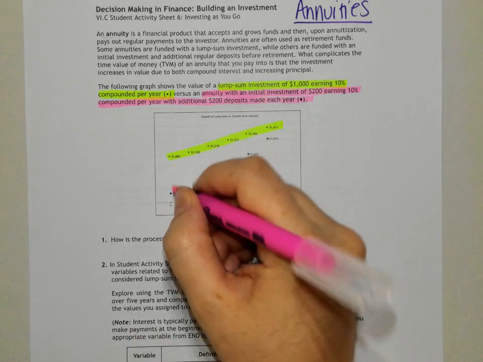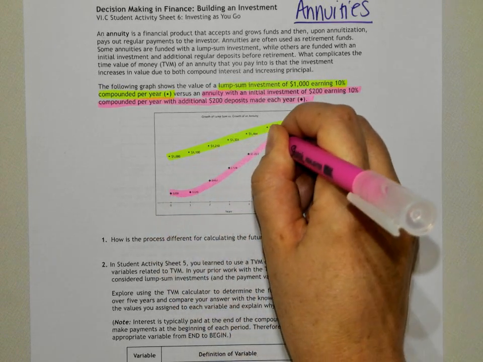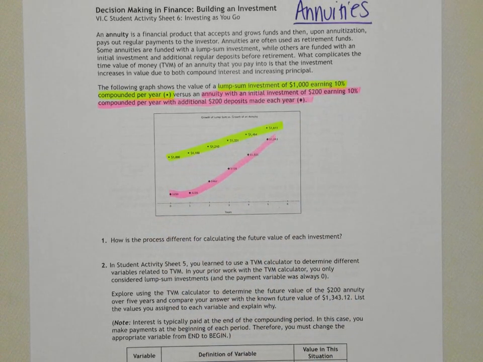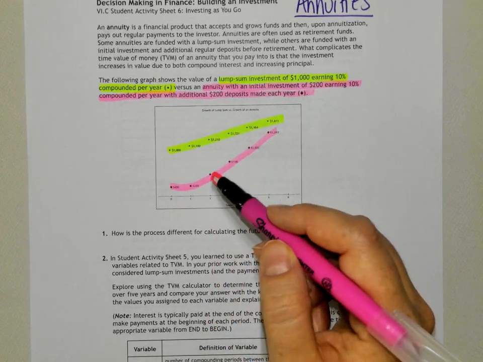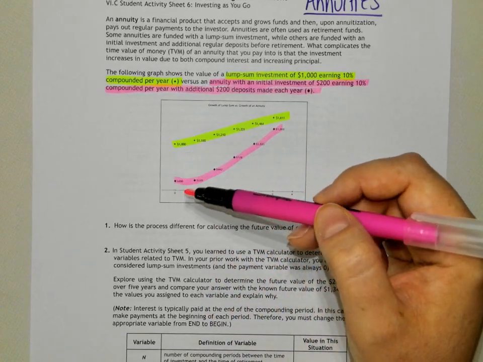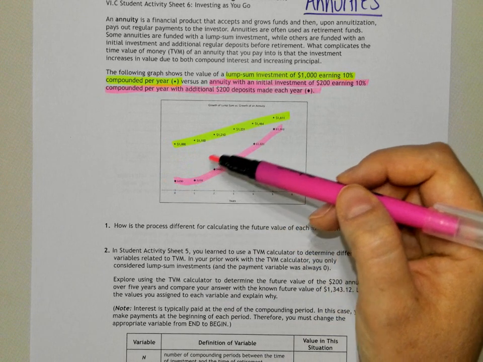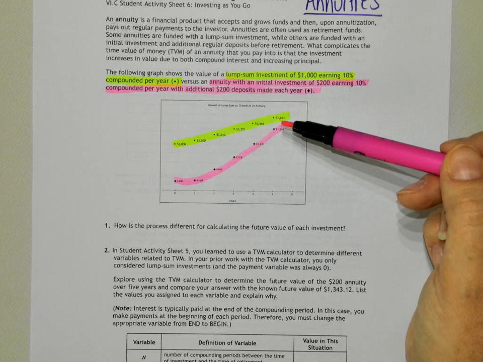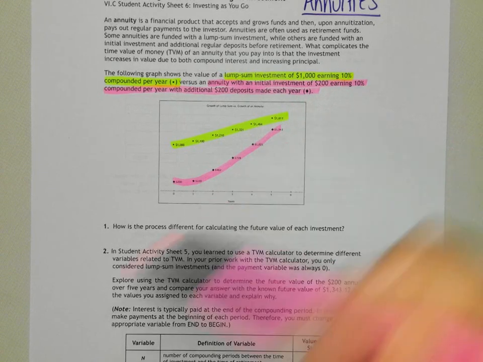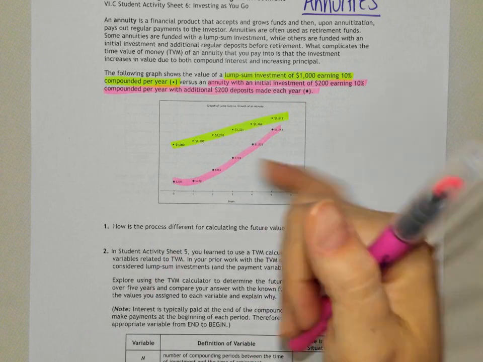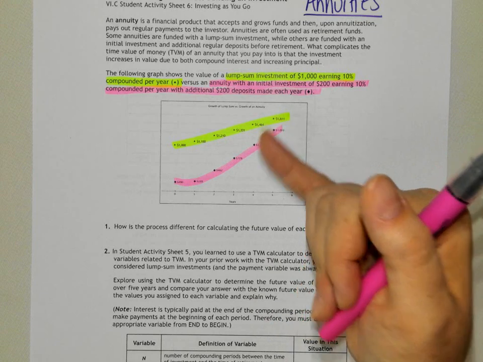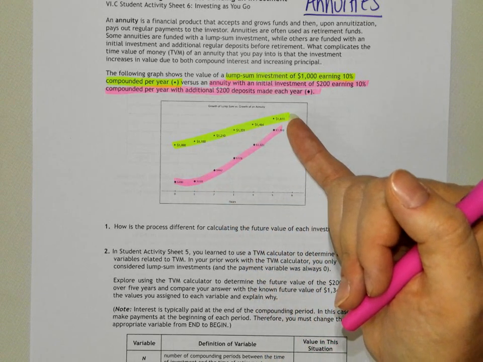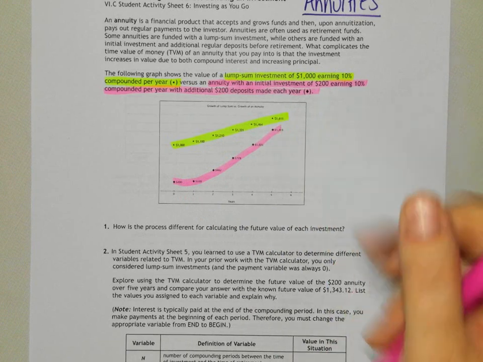Okay, so then in pink, we can see that the first year we make an initial deposit of $200, and even though we start off with a much smaller amount in the annuity, it increases over time a lot more than the lump sum investment does. This is the power of annuities. If you dump money in there and just leave it, it doesn't increase very much over time. But if you're making regular payments into the account, it increases a lot over time.